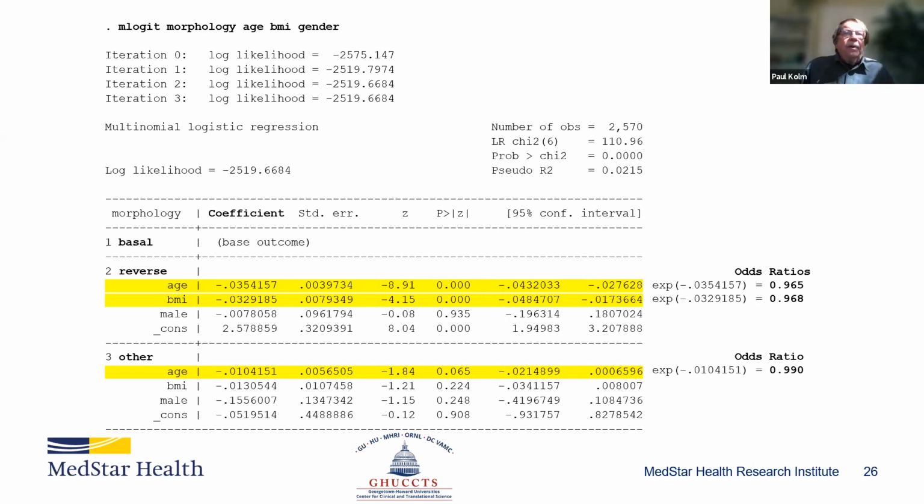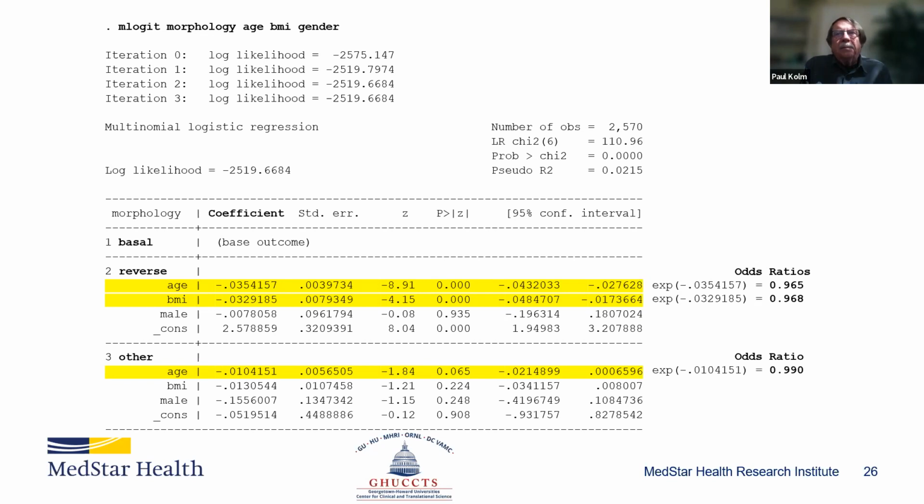What I've highlighted are age and BMI in the reverse curvature category. They appear to be statistically significant. I've highlighted the coefficients here. Remember, these are the log odds. So what I can do is exponentiate the log odds to get the odds ratio. If I exponentiate minus 0.035, I get an odds ratio of 0.965, and exponentiating minus 0.033, I get an odds ratio of 0.968. So they're essentially the same. Basically, I have an odds ratio of 0.97.